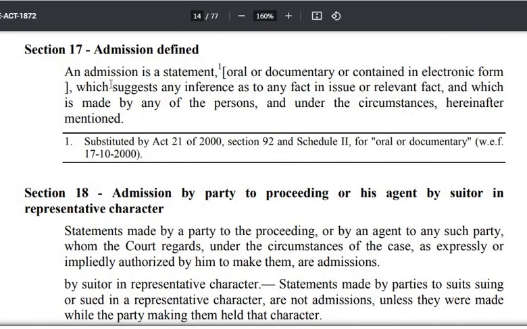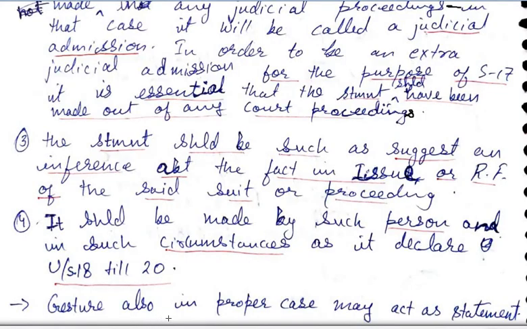So I hope you understand section 17. 17 says that an admission is a statement, oral or documentary or contained in electronic form. So first of all it says that it is an admission, and we know that the statement can be oral, etc. And a gesture also amounts to a statement. Calling of a person by hand and not saying anything, that kind of gesture will always amount to a statement. So इसको भी लिख लो आप. Gestures also in proper cases may act as statement.